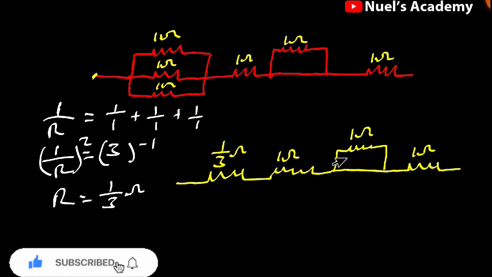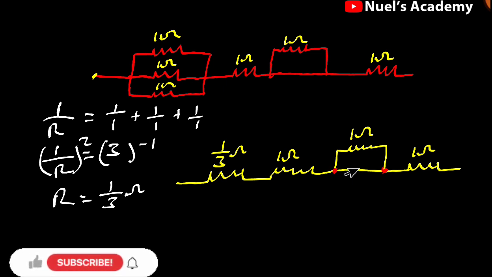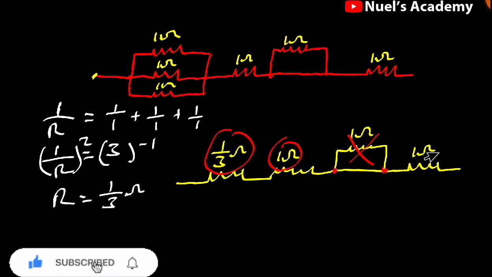Now notice that this resistor here is connected across a single wire, and this single wire has 0 resistance. Alright, so it has 0 voltage. There's no potential difference between this line and this line. In that case, this resistor is said to be short circuited. Alright, so it's going to cancel out. It's not going to have an effect on the equivalent resistance of these resistors. Alright, so we're going to focus on this, and then this.